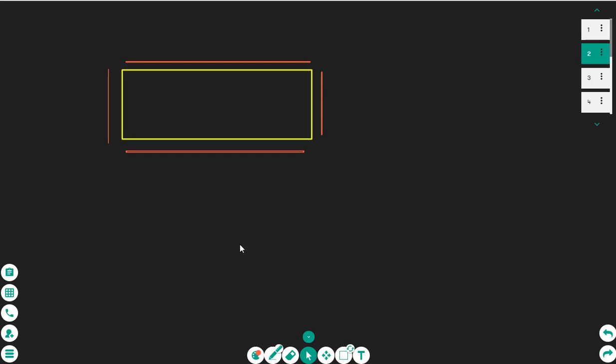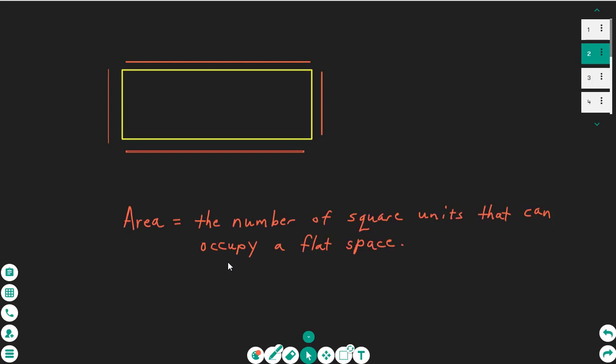To begin with, let's just get the definition out of the way. Area is simply equal to the number of square units that can occupy a flat space. Okay, that may sound complicated, but let's figure it out. If we take this same shape and ask ourselves, what would be the area of the shape? We know how to find the perimeter. What would be the area? The area is the space contained within this shape. So it's all of this space in here. This is all considered the area.